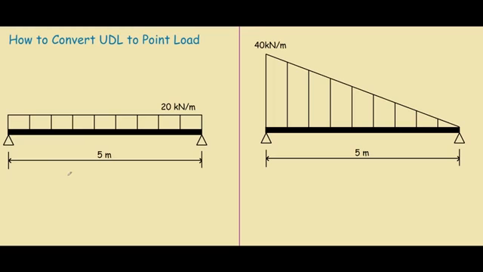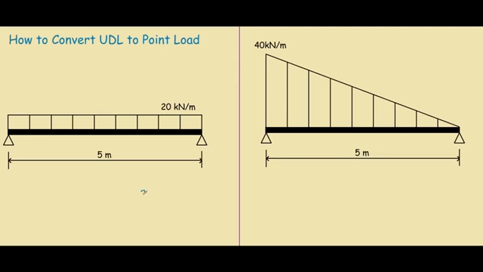Hey guys, the aim of this video is to show you how to convert a UDL into a point load. On our first example, we have a beam with a rectangular UDL of 20 kilonewtons per meter. As you can see, the units for this loading is kilonewtons per meter. For a point load, we want to convert it to a single force, so we want this to be kilonewtons. How we achieve this is we multiply it by the length of the beam.